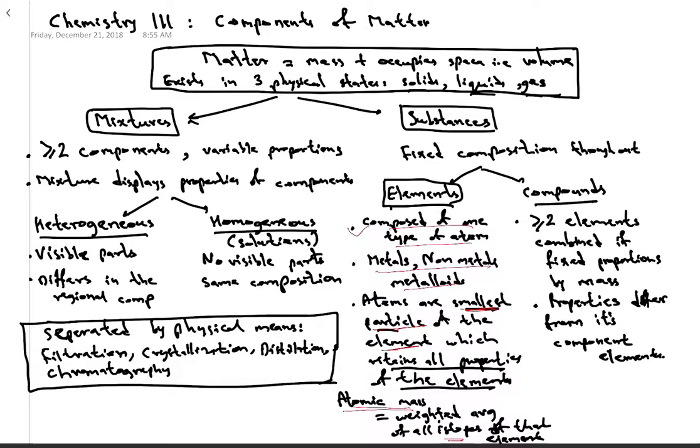Okay, and in this case, of course, the molecular mass, just like we talked about atomic mass, molecular mass is simply the sum of the atomic masses of the elements. Okay, so these are the major differences between different types of matter, mixtures, substances, elements, and compounds. Elements and compounds can only be separated by chemical changes.